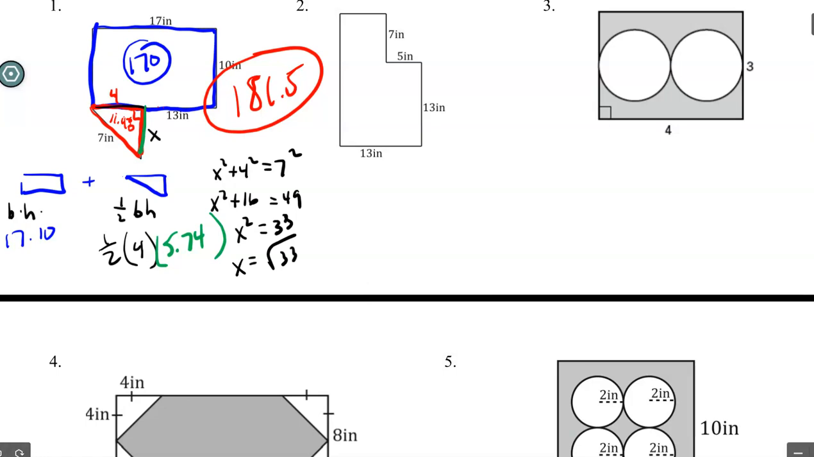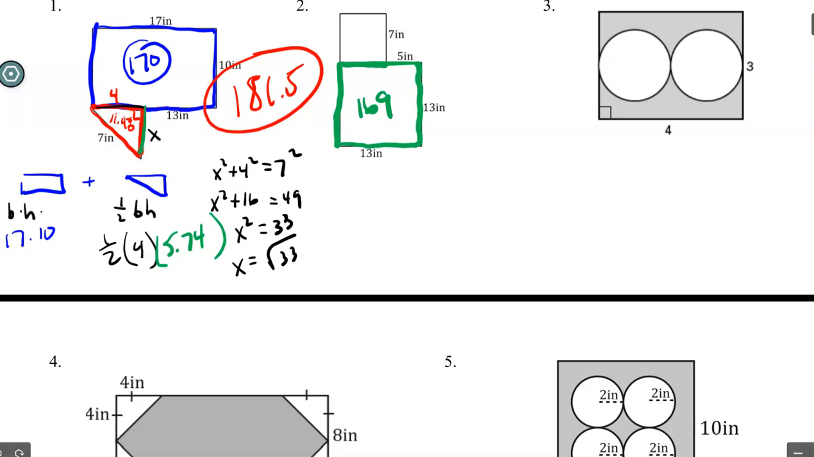All right, next one. This one looks pretty straightforward. You could break it up a couple different ways. Some people might break it up this way. Somebody else might break it up that way. So kind of up to you. I'm going to break it up this way. And so we'll basically have two little rectangles to figure out. First of all, we need some missing dimensions. Right here we have 13 by 13. So we have this entire square. So 13 times 13 is 169 base times height.